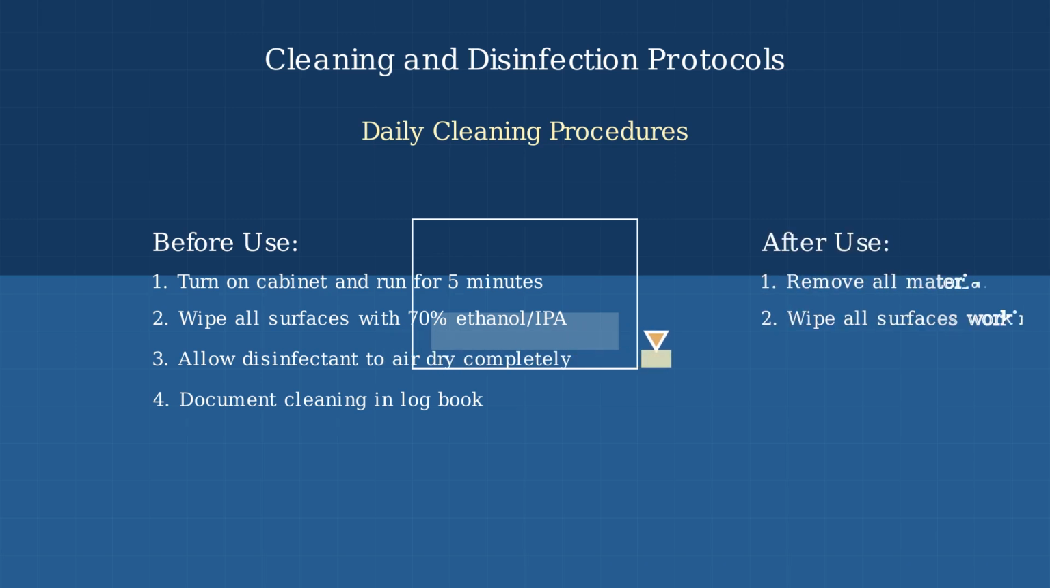After use, remove all materials and waste from the cabinet. Wipe all surfaces working from top to bottom to avoid recontamination. Disinfect with an appropriate agent for your specific contaminants and let the cabinet run for at least 10 minutes before turning it off.